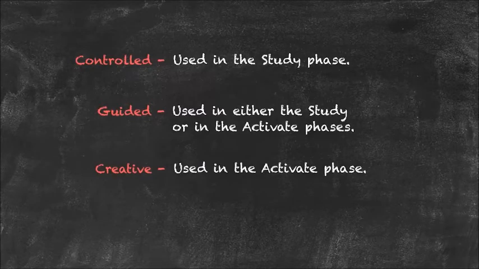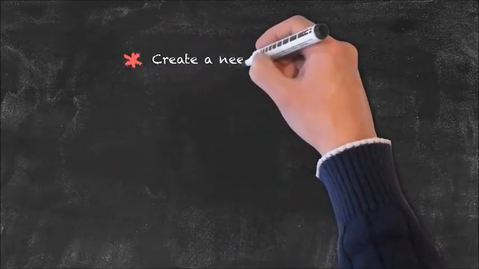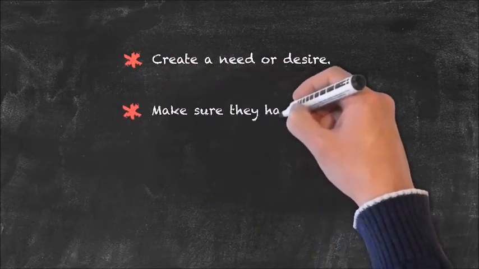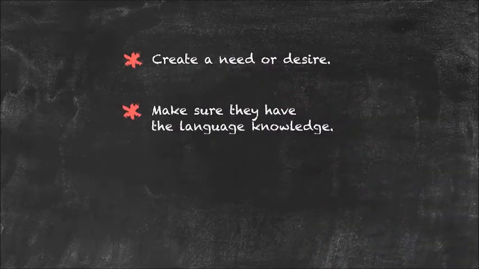Regardless of whether your activity is controlled, guided, or creative, there are a number of things that you need to make sure are in place before you could expect the students to actually start them. So the first thing goes back to the reasons why we communicate in the first place. There is little point asking our students to create a speaking activity unless there is some need or desire to do that. So we have to make sure that we generate interest in this particular activity before we actually start. The second thing, do our students have the language knowledge that is necessary in order to be able to complete such a speaking activity?